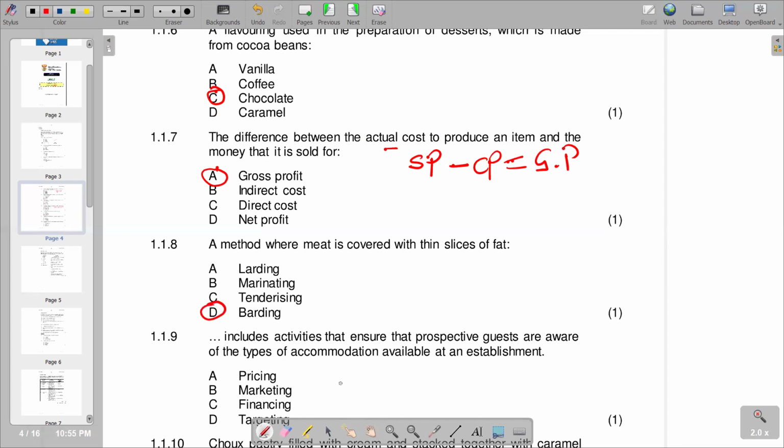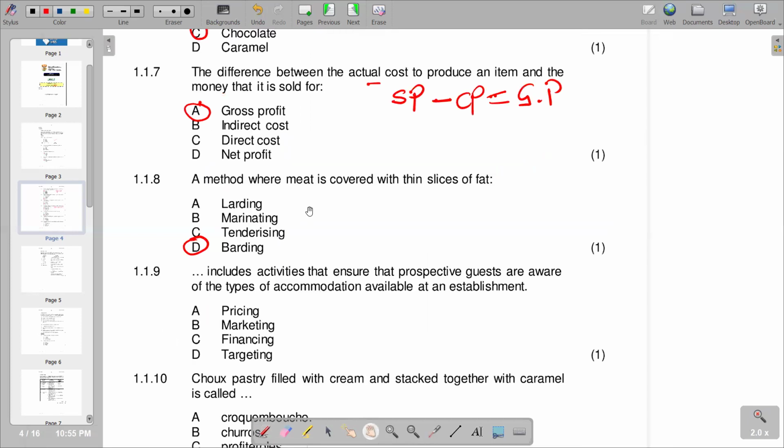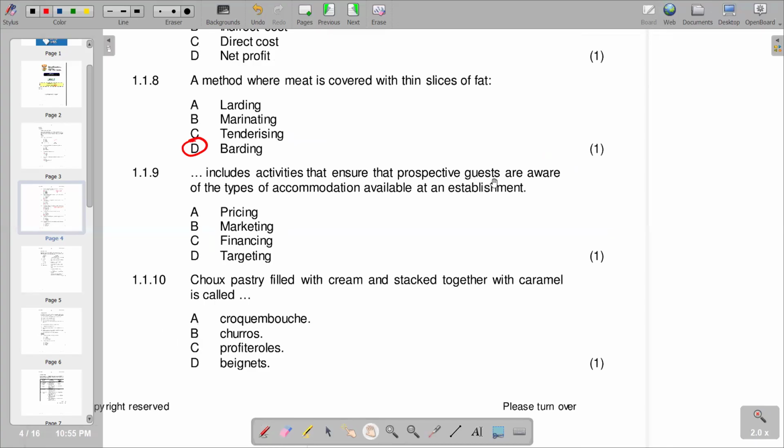Then we go to number 9. Dash includes activities that ensure that prospective guests are aware of the types of accommodation available at an establishment. So this is marketing. Remember, marketing is a process of making customers aware of the product or service that we have. So we have marketing as the correct response.